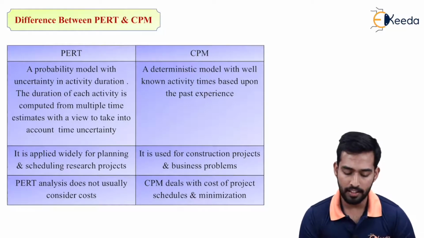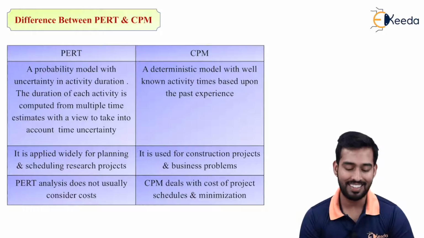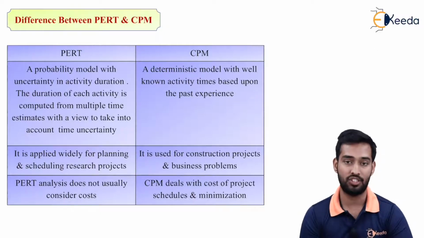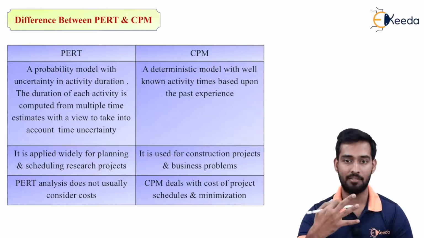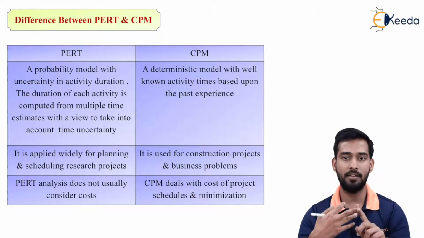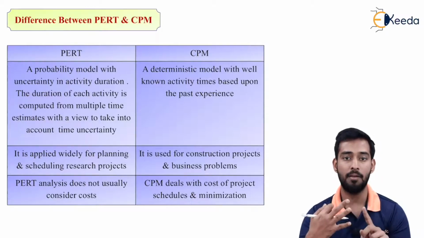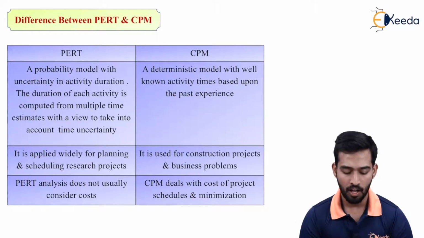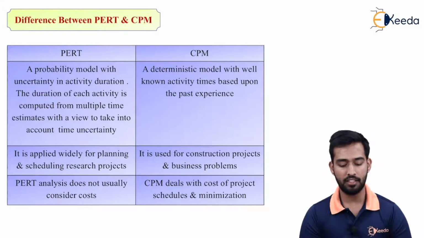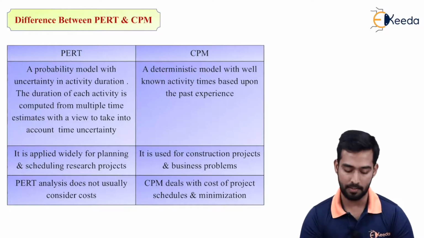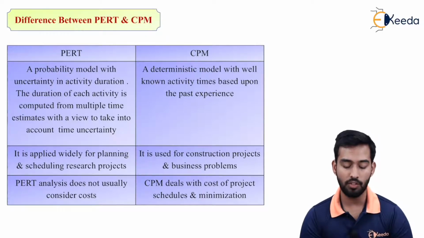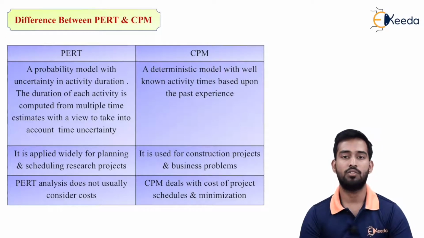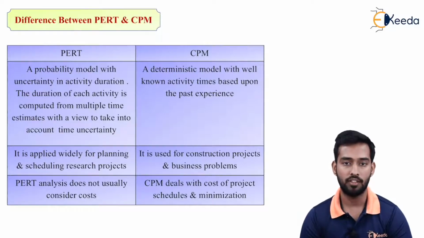So it is a probability model with uncertainties in activity duration, because we have three times in it: your optimistic time, pessimistic time, and most likely time. The duration of each activity is computed from multiple time estimates with a view to take into account time uncertainty. So some projects which are very difficult and complex require this type of technique.